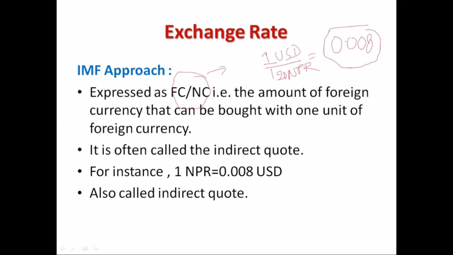What this 0.008 shows is that one Nepalese rupee can buy 0.008 US dollar. So in this way, this exchange rate expresses the amount of foreign currency that can be bought with one unit of national currency. So this definition is often called the indirect quote. The example we gave is the exchange rate between Nepalese rupees and US dollar. If we express the exchange rate as foreign currency over national currency, it becomes 0.008.